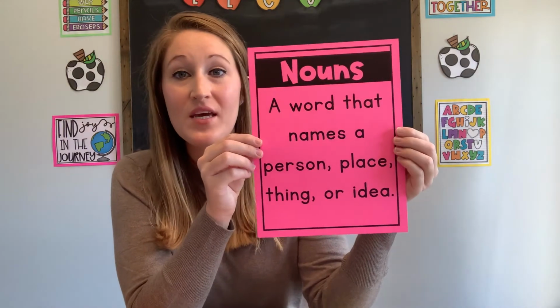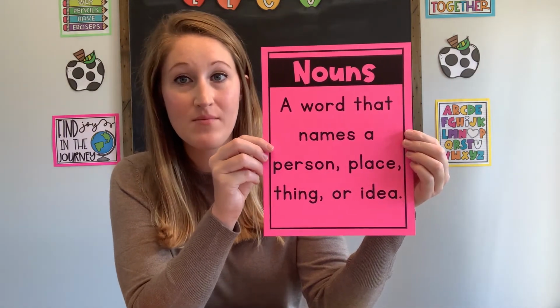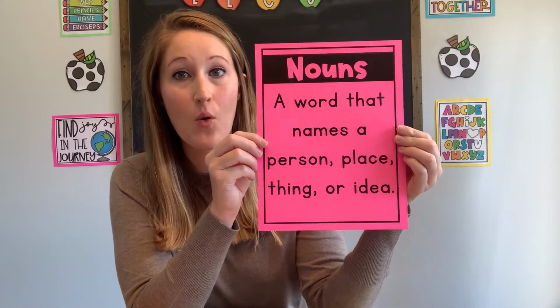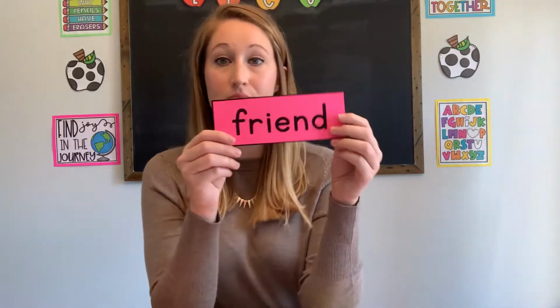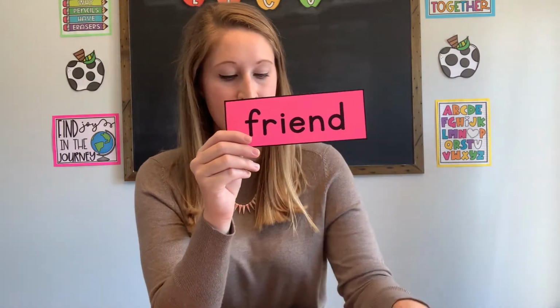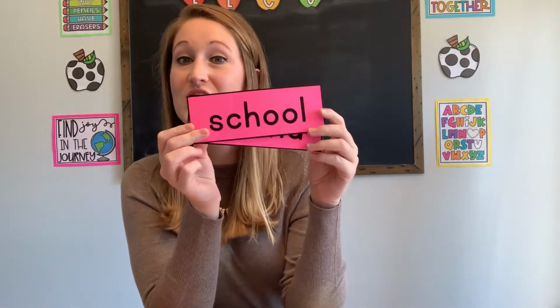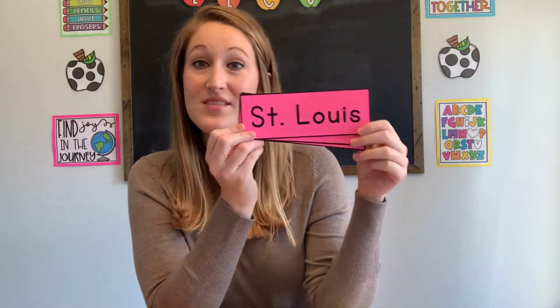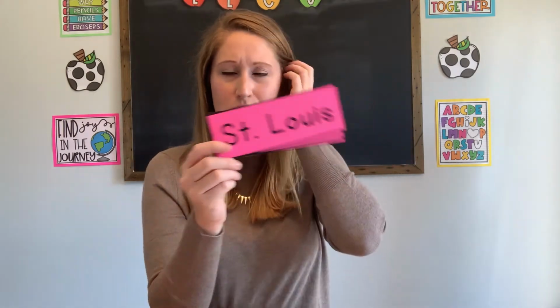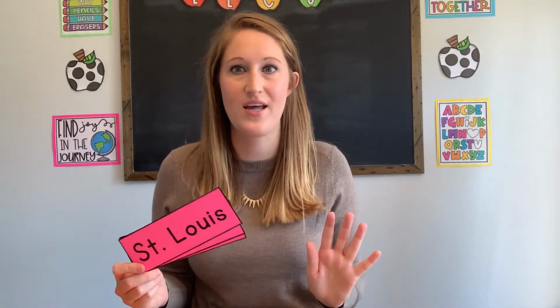So, today we're going to focus on 2 parts of speech, nouns and verbs. Let's start with nouns. A noun is a word that names a person, place, thing, or idea. So, some examples of nouns: a friend, your school, and St. Louis. So, those are just a few, but there are so many more nouns.